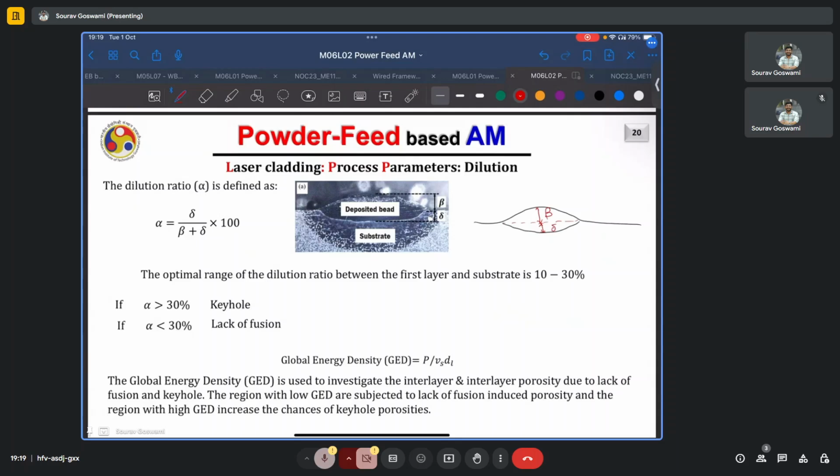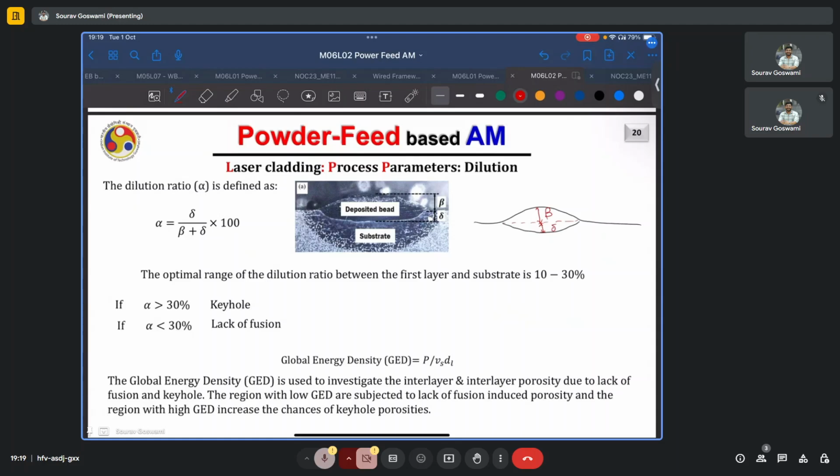If we have a dilution greater than 30%, it may be indicative of a keyhole mode deposition regime where the melt pools are very deep and you may end up disturbing or destroying previously deposited features, or porosities may end up getting trapped.